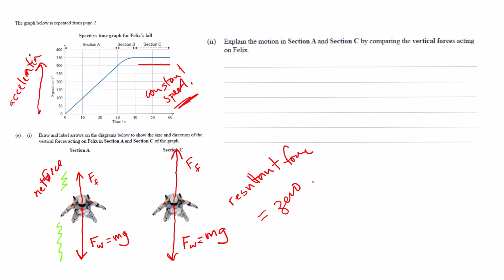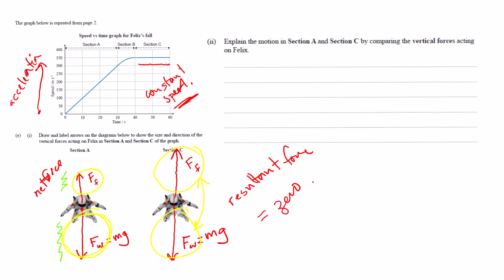And note when we draw this that we've got to be sure that our weight forces are the same in both cases, that the friction force when he's not accelerating is the same size but opposite direction to his weight force, and when he's accelerating downwards his friction force is smaller than the weight force downwards.